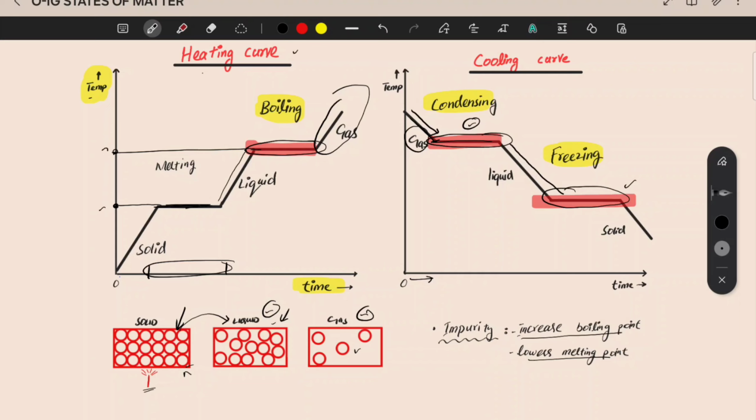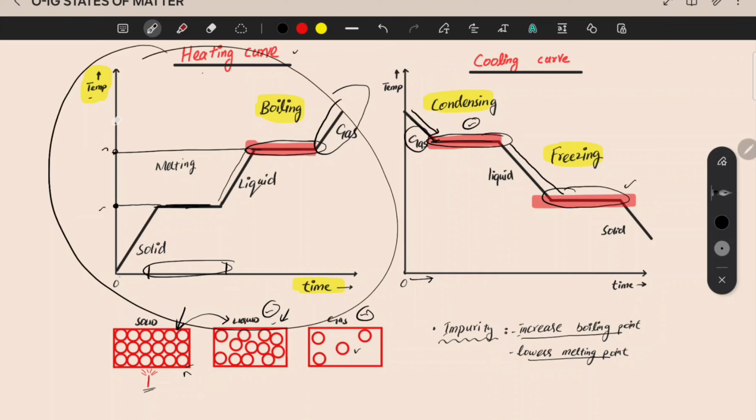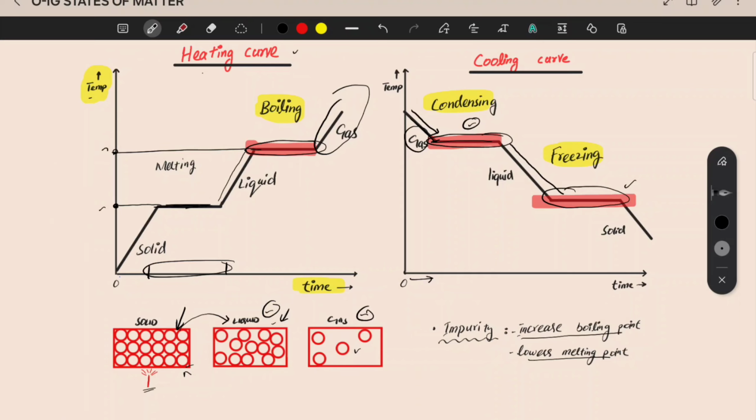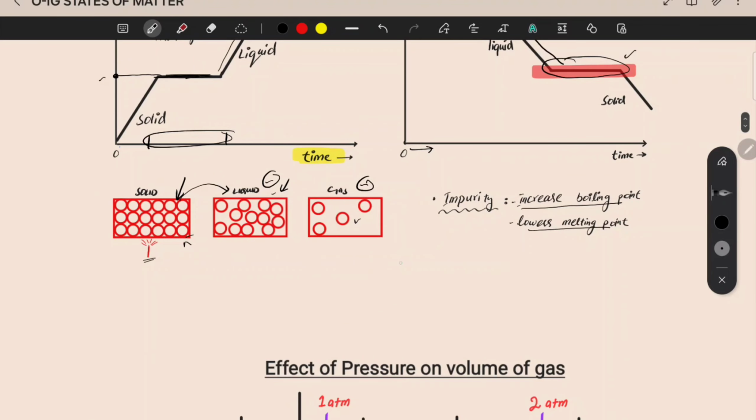It shows that the substance for which we have drawn this curve is a pure substance, because a pure substance can have a fixed melting and boiling point, or freezing point or condensation point, all of this. So a pure substance will have a fixed melting and boiling point. Let's suppose water: if water is pure, its melting point is 0 degrees centigrade and its boiling point would be 100 degrees centigrade.